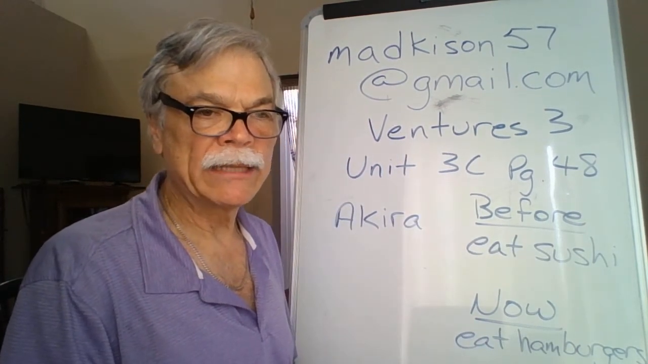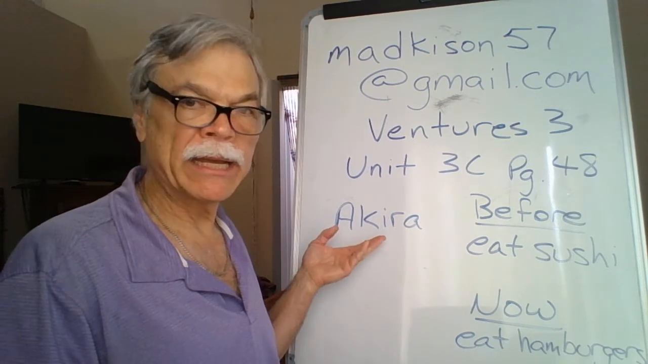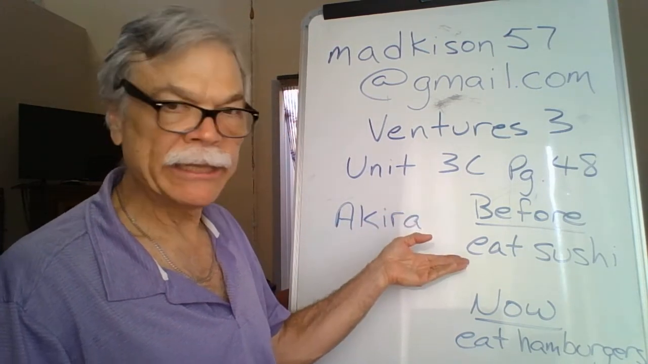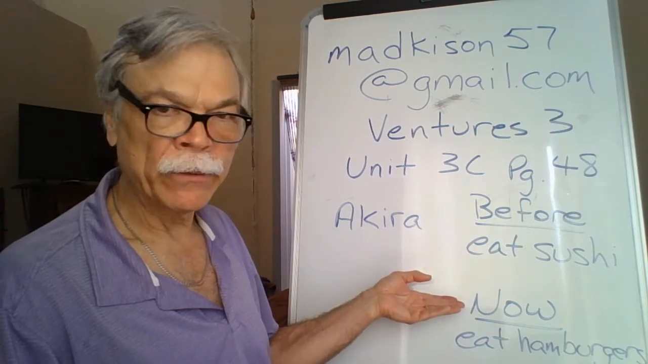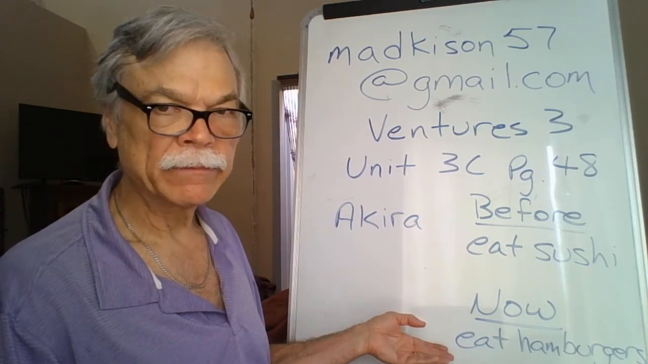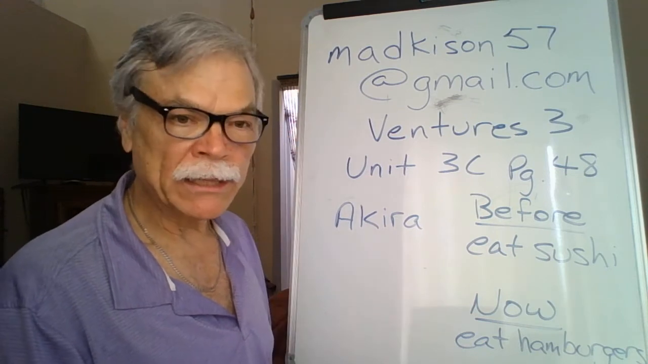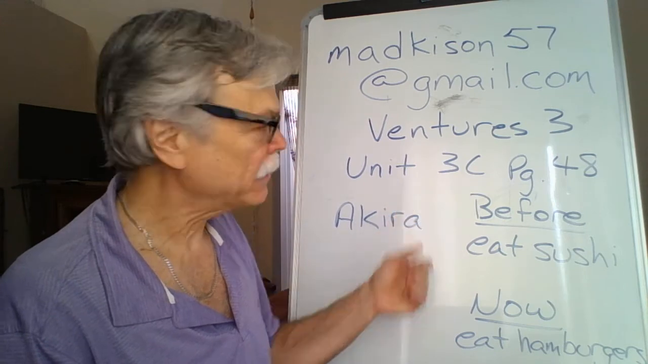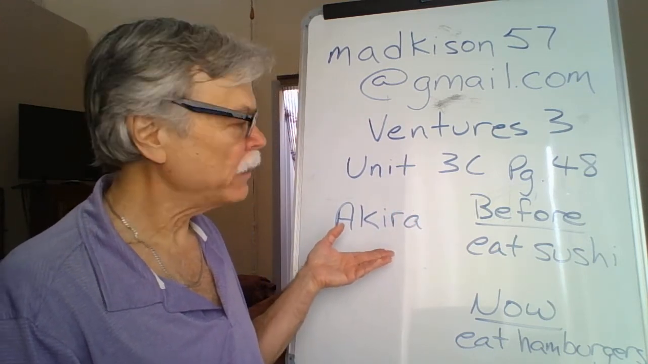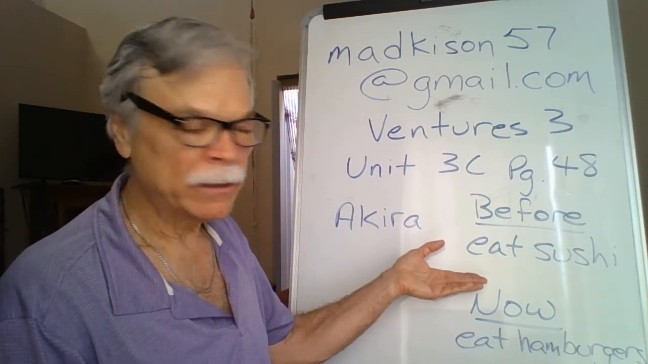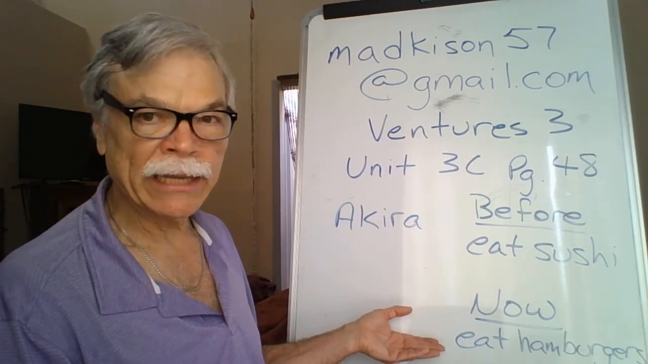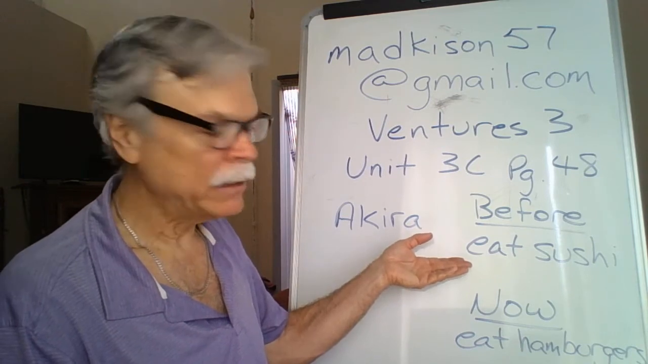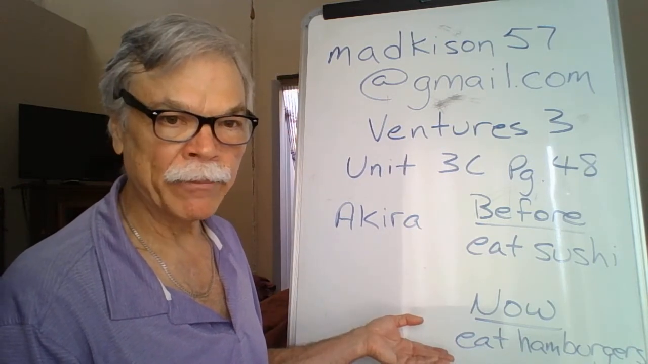Here is one final example that I have about Akira. It says before, eat sushi. Now, eat hamburgers. So if you wanted to make a statement using used to about what happened in the past, you could say Akira used to eat sushi, but now she eats hamburgers.